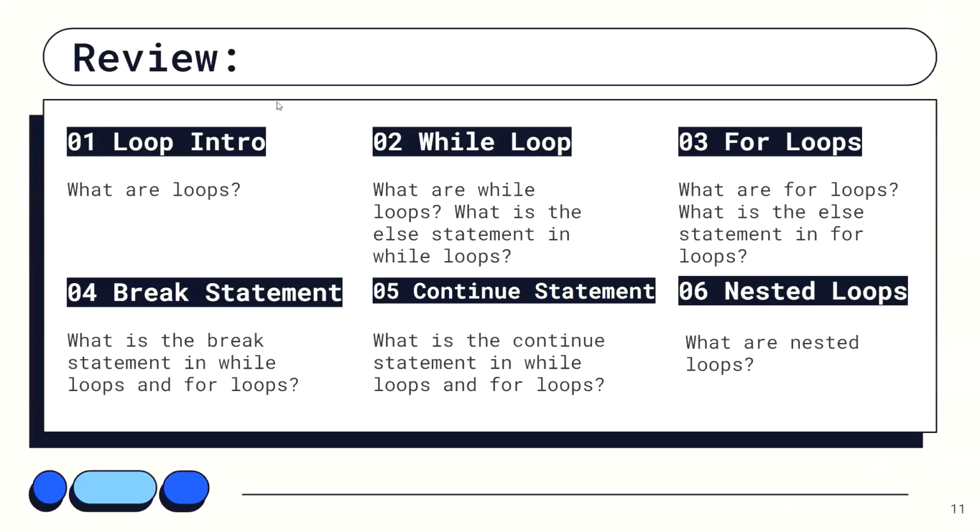So now that is it. So let's just go over and review everything. So we looked at what loops are. Then we went over the while loop, the for loop, and we also looked at the else statement in both loops. Then we went over the break statement. So what is a break statement in while loops and for loops? The continue statement, what is the continue statement in while loops and for loops? And finally, we looked at nested loops.